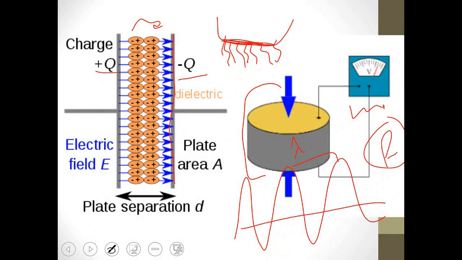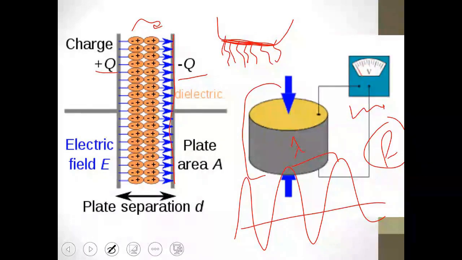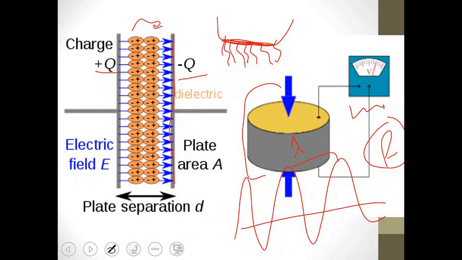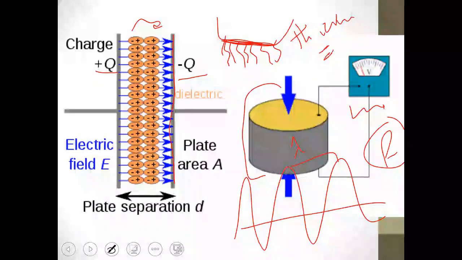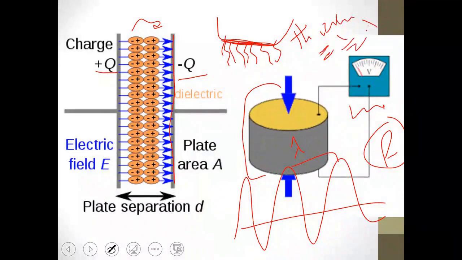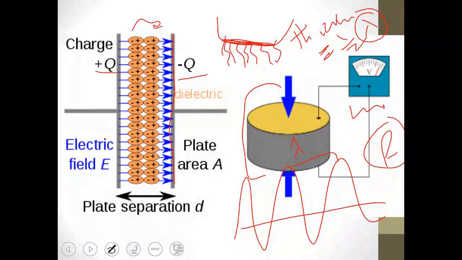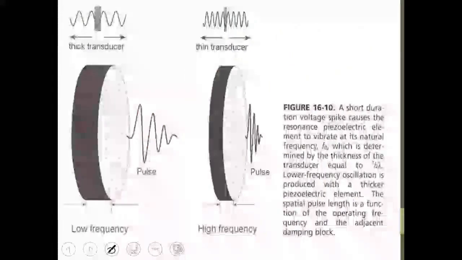Now, if you want to generate an ultrasound pulse with a certain wavelength, high frequency or low frequency, then you should choose the thickness of your crystal. The thickness of the crystal should equal half the wavelength of the ultrasound. Do you understand this information? Half the wavelength of ultrasound means what? This is half the wavelength. What does this mean?